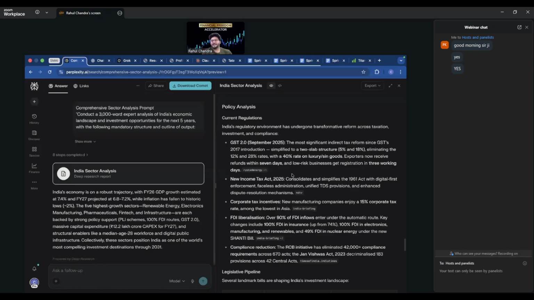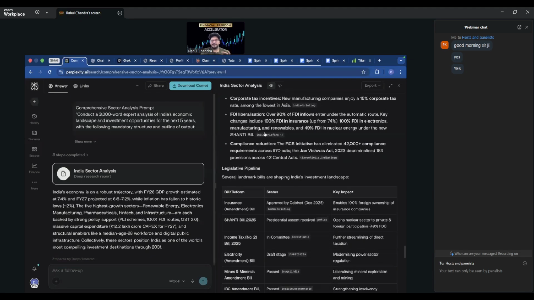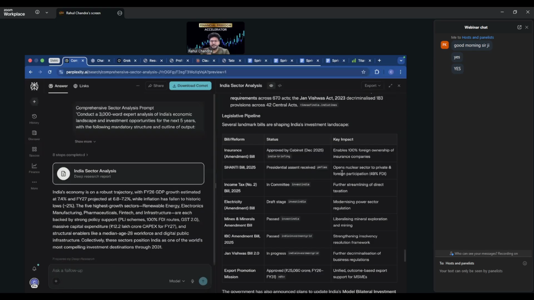So, do we understand how important it is to see the impact of policy? And it does exactly that as well. It does a policy analysis. What are the current regulations? For example, the new GST 2.0, which came into effect last year, the new Income Tax Act, liberalization of FDI. It analyzes all of that and then determines what impact it will have on these particular industries.